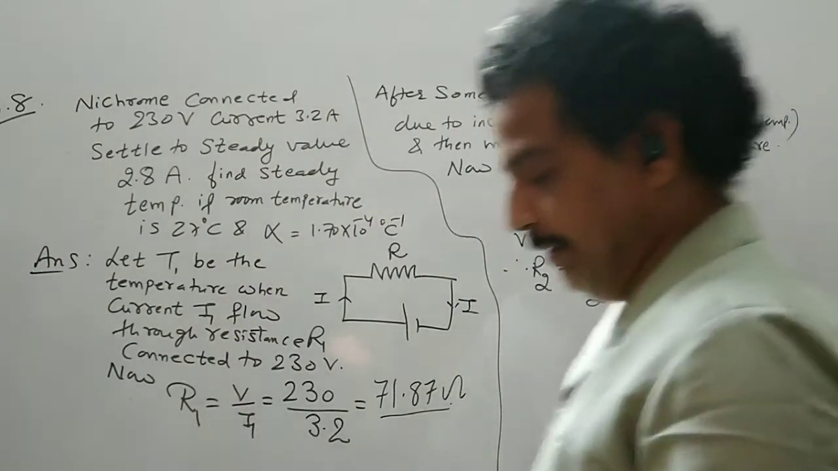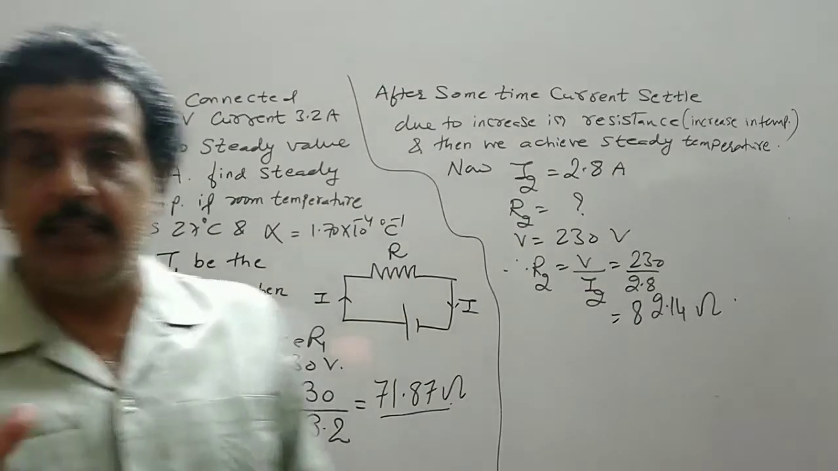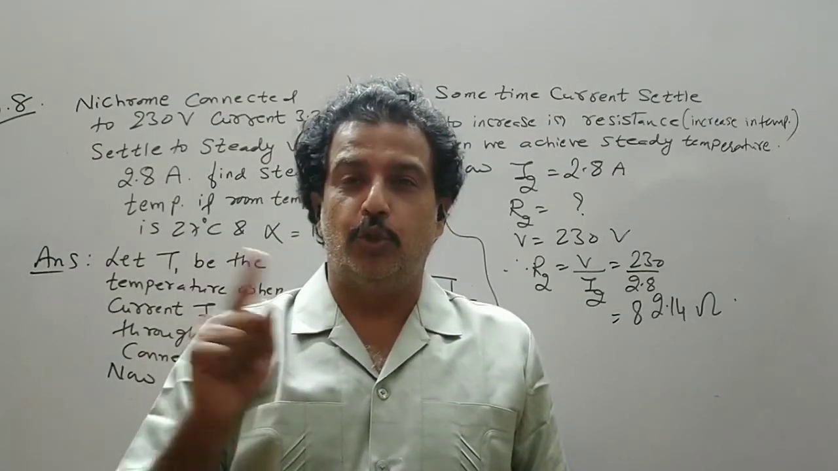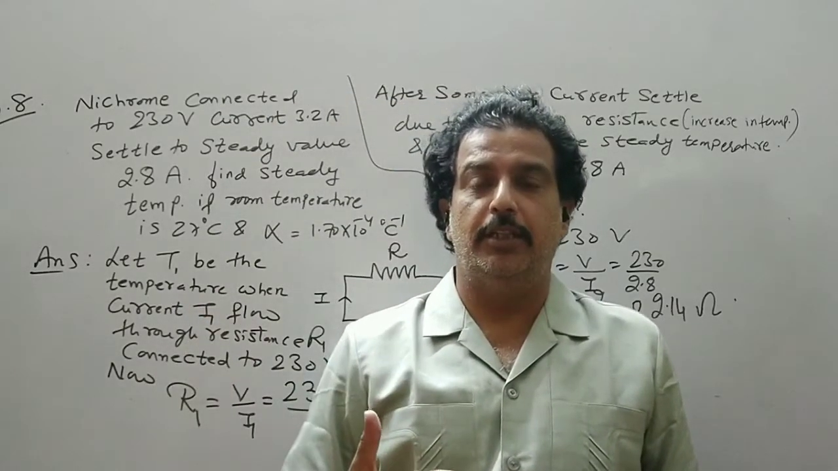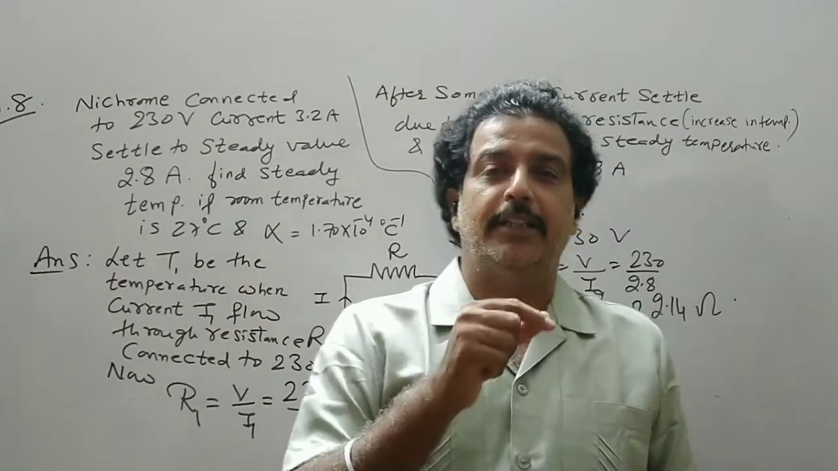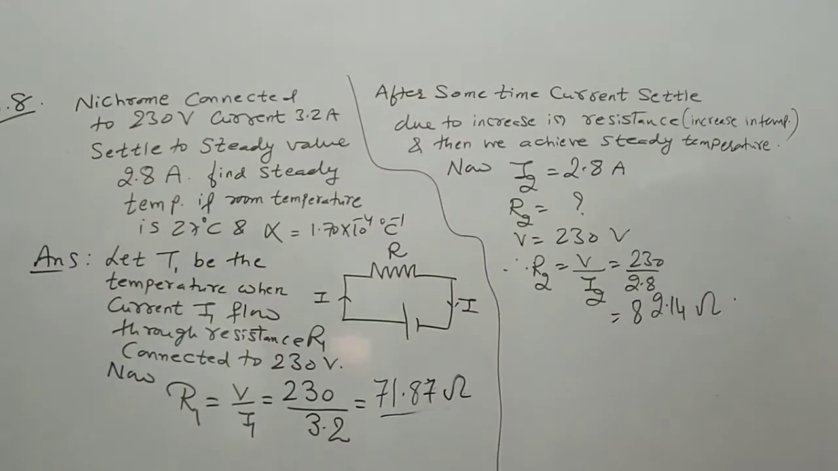so it comes out to be 82.14 ohms. So clearly you see that the resistance of the coil increases because the electrons are continuously colliding and their kinetic energy is converted into the potential energy of ions, due to which the amplitude of oscillation of the ions increases and the coil heats up.